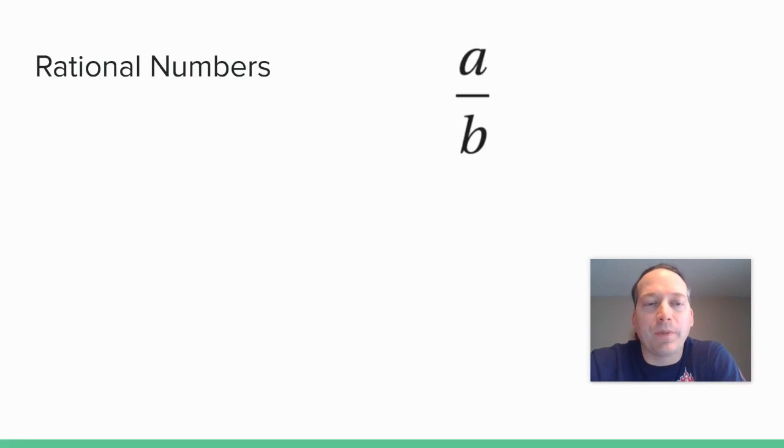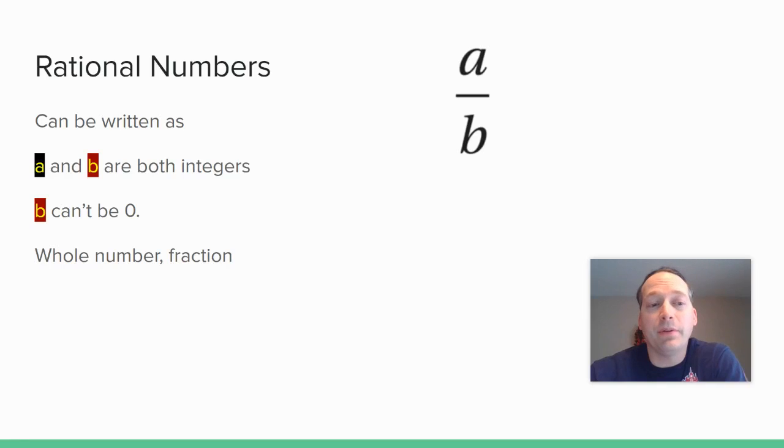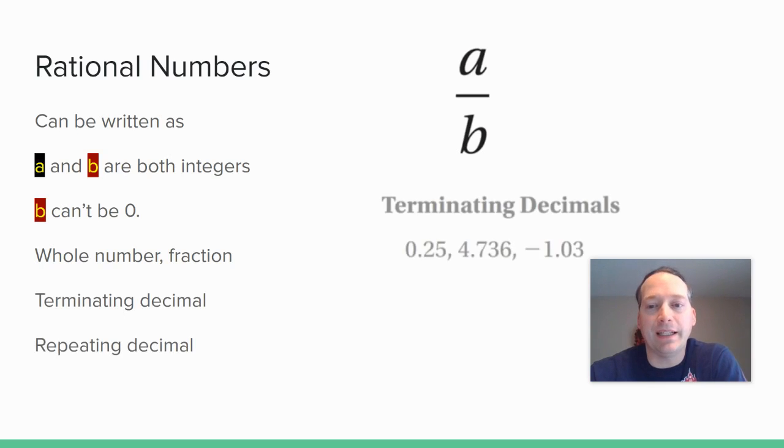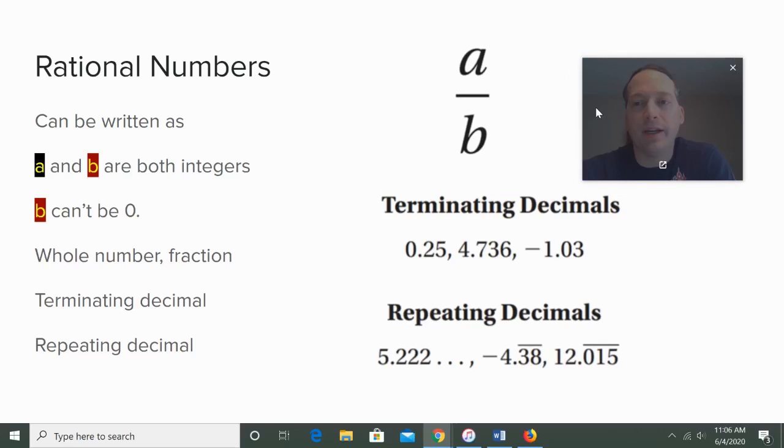So if you remember from last year, we learned that a rational number is any number that can be written as a fraction with a numerator and denominator both as integers. And obviously, the denominator cannot be 0. So it can be written as a whole number, as a fraction, but you can also write it as a terminating decimal and as a repeating decimal. A terminating decimal just means that the decimal ends. And then you have repeating decimals, which repeat the same digit or series of digits over and over again.